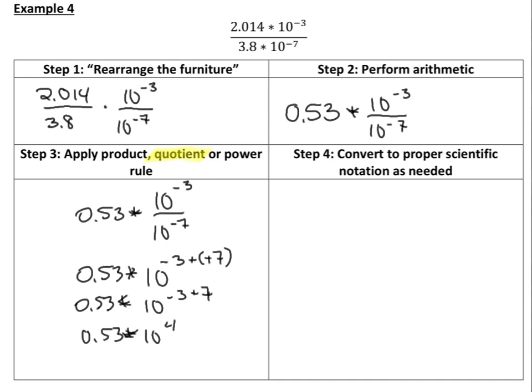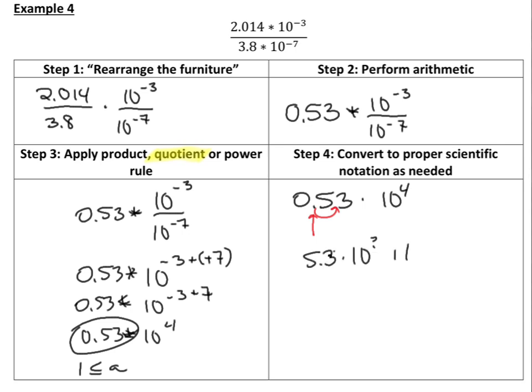Okay, so before we can consider it done and dusted and ready to move on to the next problem, we have to ask ourselves, here's our mantissa, 0.53. Is it at least 1? Well, it's not, right? It's smaller than 1. So we're going to have to do this extra step where we convert 0.53 times 10 to the 4th power to proper scientific notation. So here's where our decimal point is. Where does it need to land in order for this to become proper scientific notation? Well, it needs to move over one spot so that it would become 5.3.